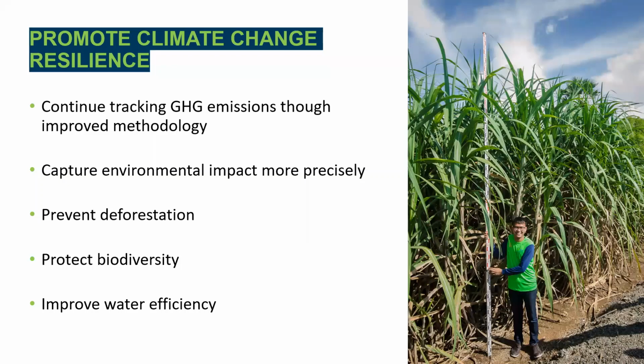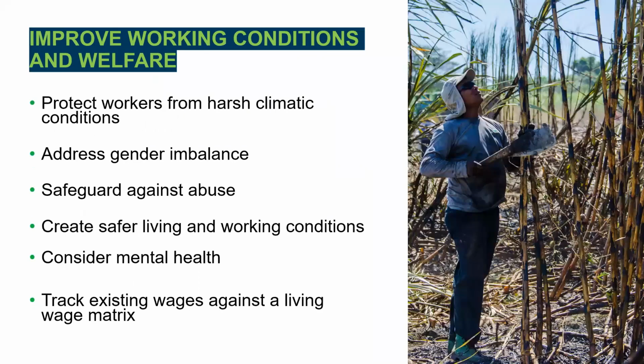We also improved the indicator around water efficiency, and this is aligned to our learnings from using the new standard, and to the measures and changes that we've seen at certified farms and mills. In terms of working conditions and welfare, we have the priority, of course, to protect workers from harsh climatic conditions. I cited the example of the Adelante initiative and heat stress, so that's a very important point. Address the gender imbalance in the workplace.